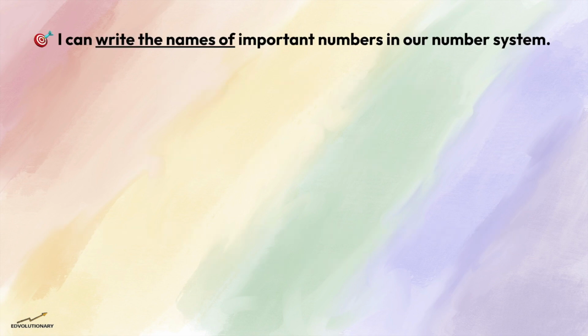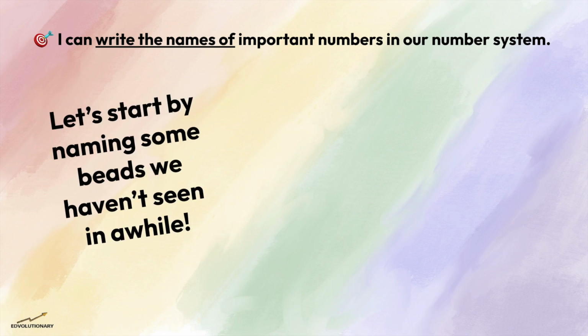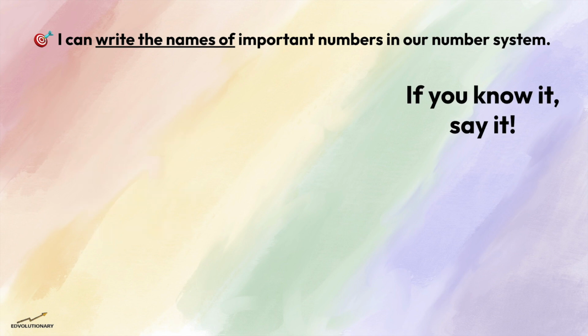On Monday, our target is, I can write the names of important numbers in our number system, just like it was when we did base 10 and probably like it was when we did numbers 0 to 10. So we're going to start by naming some beads we haven't seen in a while. And so this goes back to collection 1, the introduction to numbers 0 through 10, and reviews a model that we've used before. So you'll say, if you know it, say it. Kids should be able to do this pretty easily.